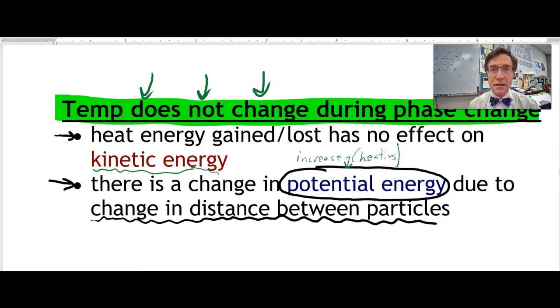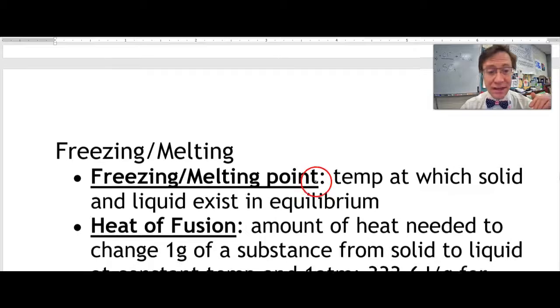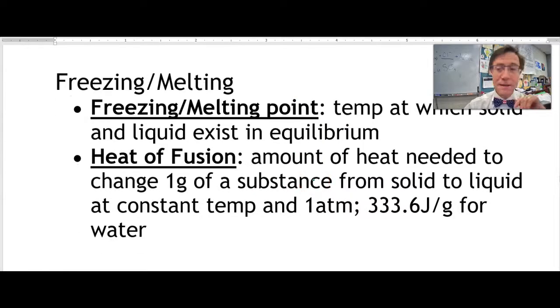Now the same thing, only opposite: if you're cooling it, there is a decrease in potential energy. Right? But still, the temperature remains exactly the same during this phase change period. You got it? And I'm not lying, man. You can go try this at home yourself. It's pretty easy.